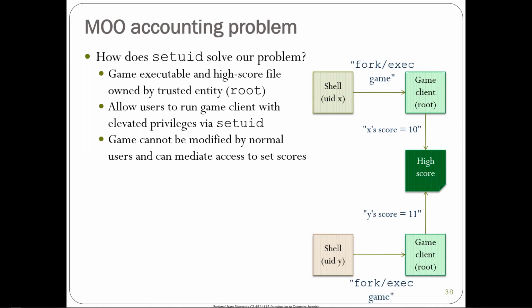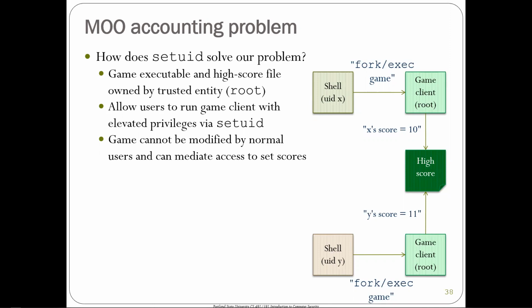And so I'll fork and exec this game client, and it will set UID to root and then update this high score as root. And then I won't have this problem where UID X or UID Y is faking their score into the high score file. Okay, and this doesn't have to be done as root. It could be done as any user who wants to mediate this access, or yourself, for example.